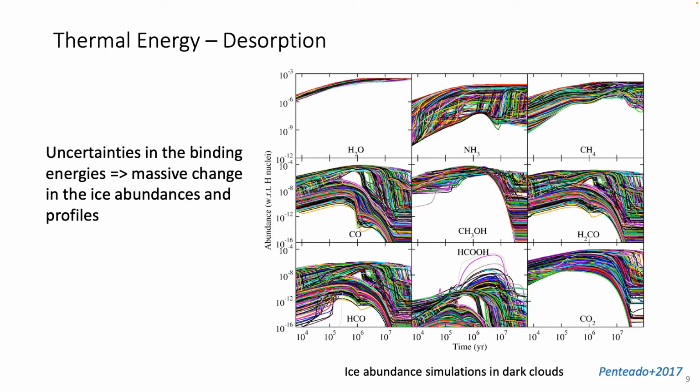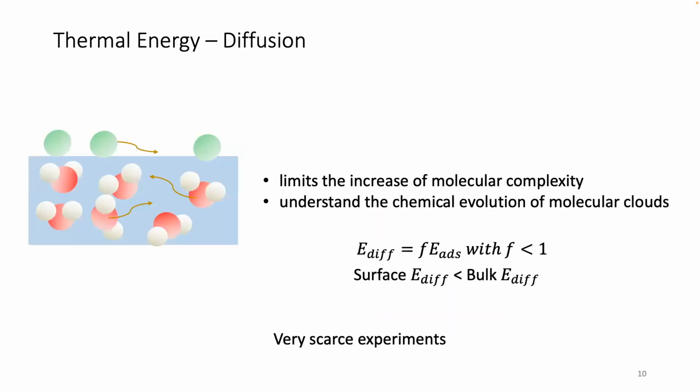It's quite hard to see because there are so many curves, but the profile is not the same when you change the binding energy. So it's better to use values as precise as possible, and for experimentalists to give values of these binding energies and the prefactors as precise as possible.